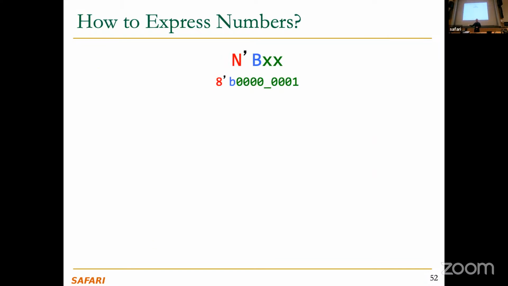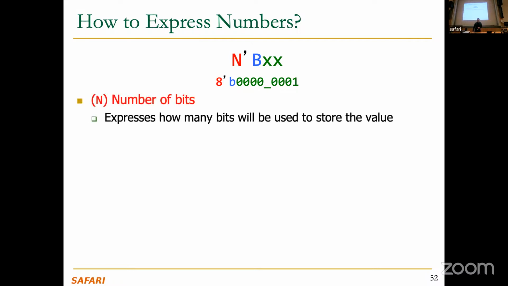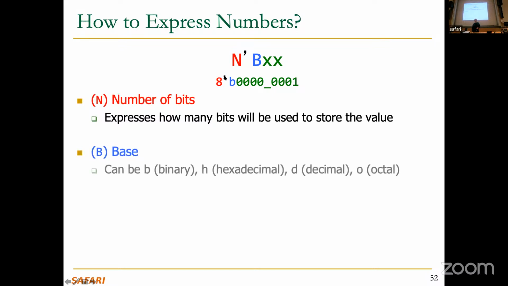This is an 8-bit value. Basically, n specifies how many bits. That large B specifies, well, I should probably do this. Yeah, it expresses how many bits will be used to store the value. B is the base. In this particular case, small b is binary. And then it could be hexadecimal, it could be decimal, it could be octal. And then XX is a number.